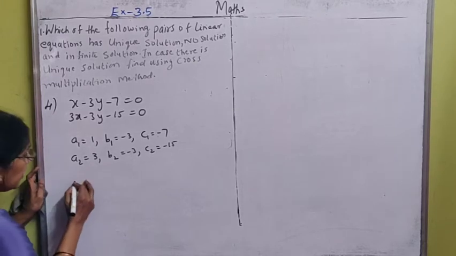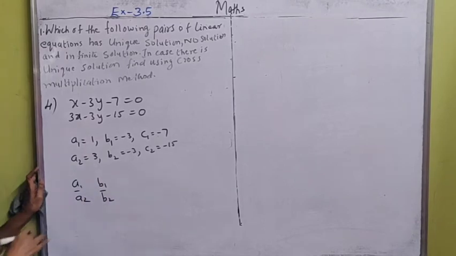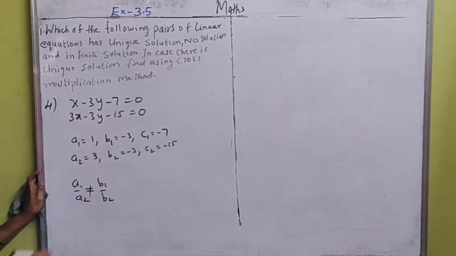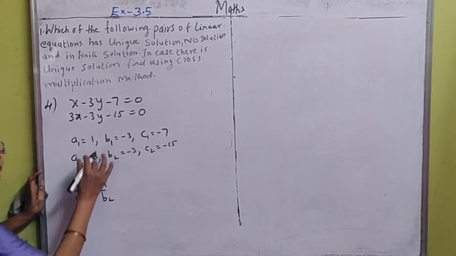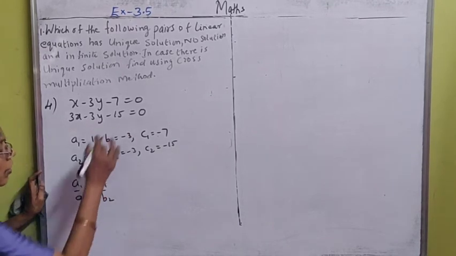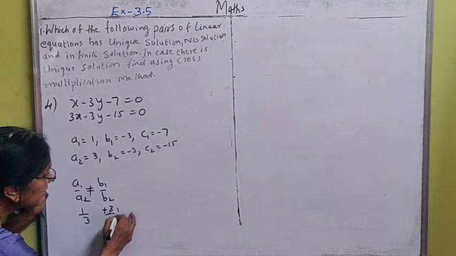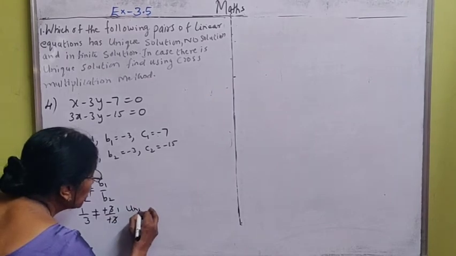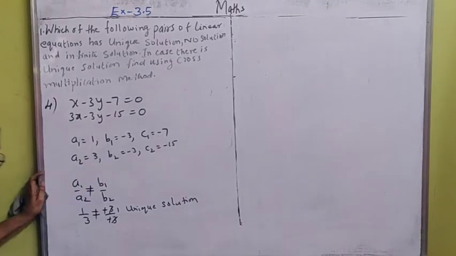So what shall I do now? A1 by A2 and B1 by B2. These two only I will take. What should it be? Not equal. So let us see whether we get it in this. A1 is 1, A2 is 3. Then B1 is minus 3, B2 is minus 3. The minus sign cancels, so it is 1. Are they equal? No. How can 1 by 3 become equal to 1? So it is not equal. So what solution did you get? Unique solution.